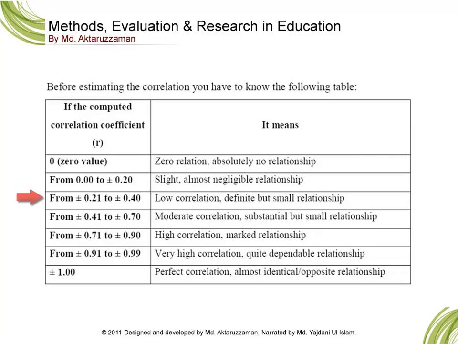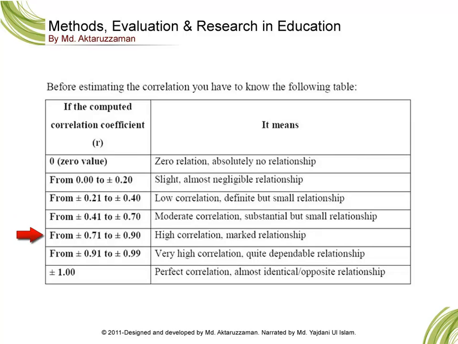If r is from plus minus 0.21 to plus minus 0.40, this means low correlation, definite but small relationship. If r is from plus minus 0.41 to plus minus 0.70, it means moderate correlation, substantial but small relationship.